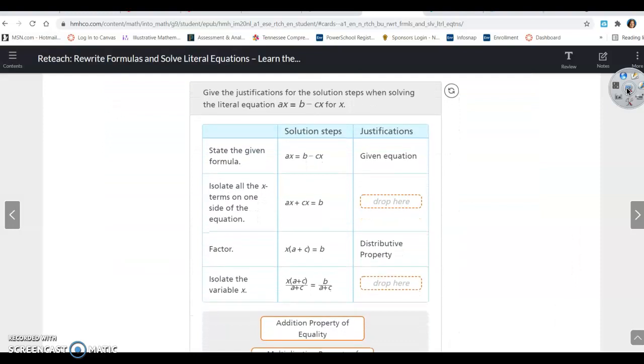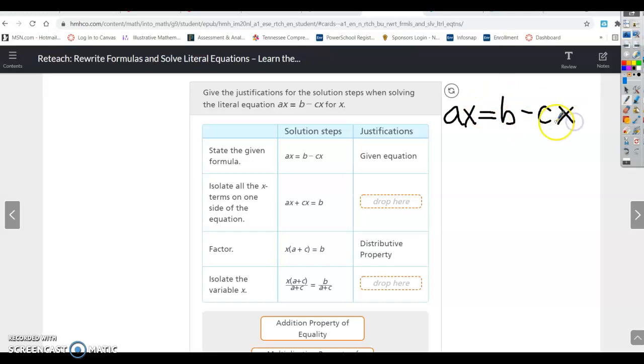All right, it says, given the justifications for the solution steps when solving the literal equation, AX equals B minus CX for X. So they want us to solve this for X. And again, I kind of like to do this on my own and then just look at what we're doing here. So we're going to have AX equals B minus CX.